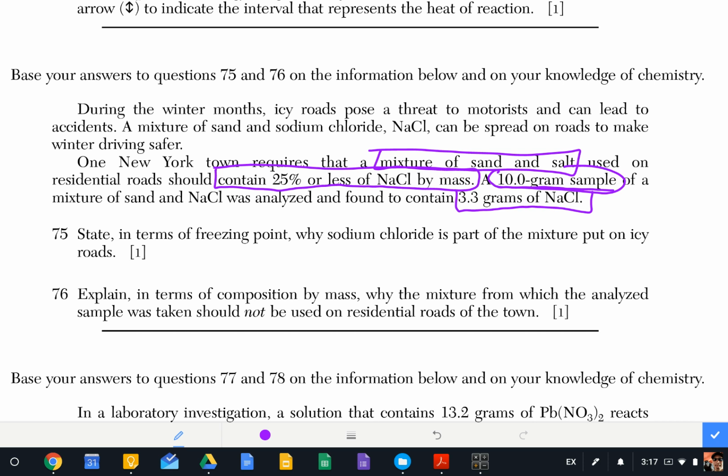Okay. First problem, number 75. State in terms of freezing point why sodium chloride is part of the mixture that is put on icy roads. So you've probably noticed this in your life. Every winter, we put salt on areas that get a lot of snow and ice. The reason why is because the more of a substance that is not water that is dissolved in water, what this does is it lowers the freezing point.